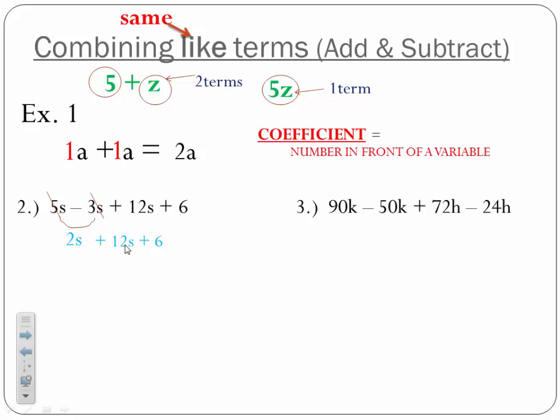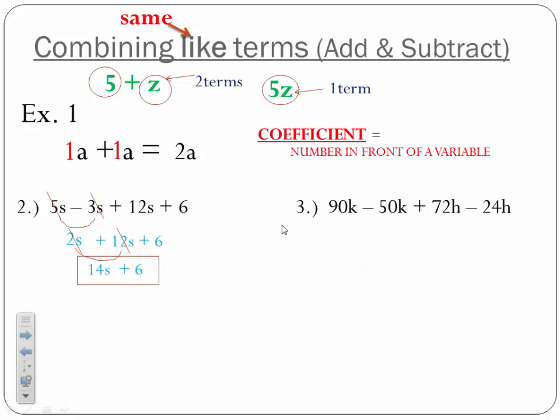All right, what else? We have s and s are still like. So I'm going to add these up. 2s and 12s is 14s. I'm crossing them out because I don't want to make a mistake. 14s, all I have left is a plus 6. This is a whole number. Not the same. It is not like because it doesn't have an s. So because that's the case, we cannot combine them. That's our answer. It's okay to have two terms as an answer.